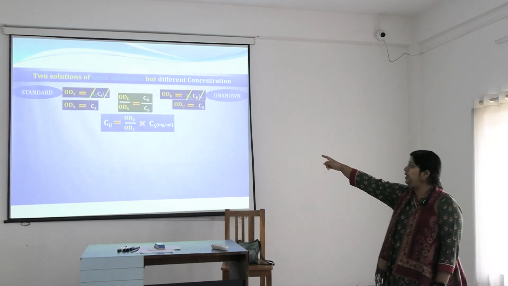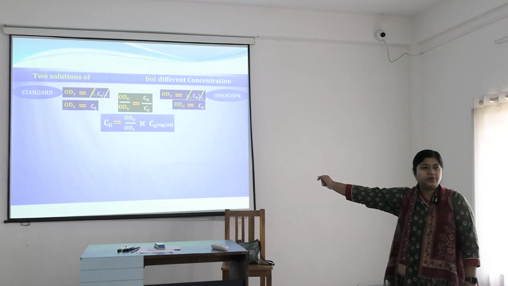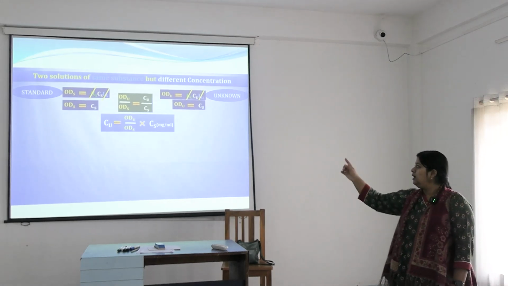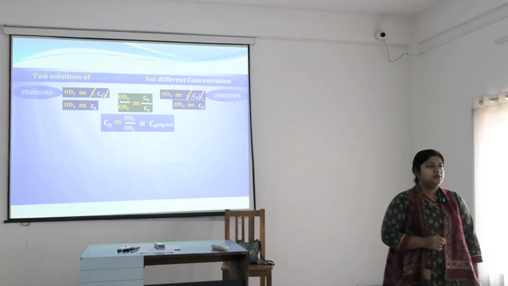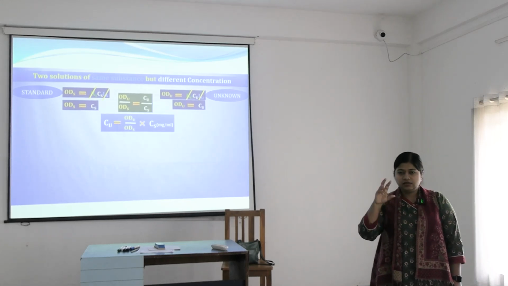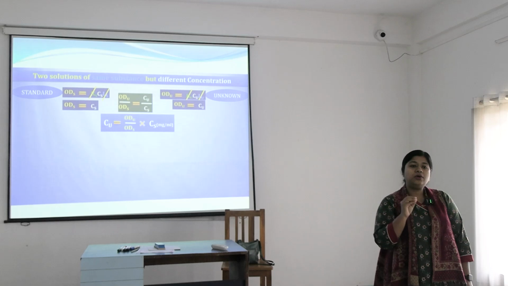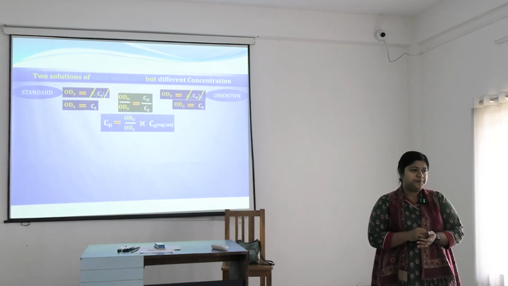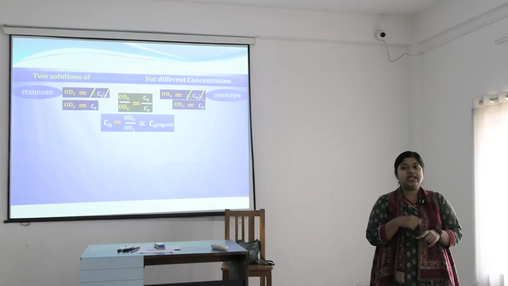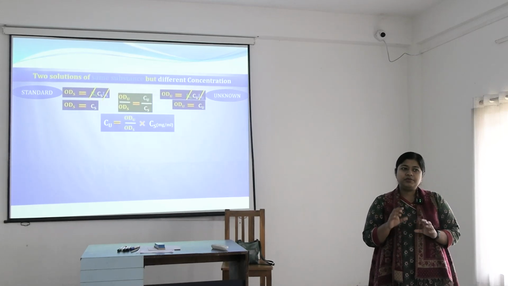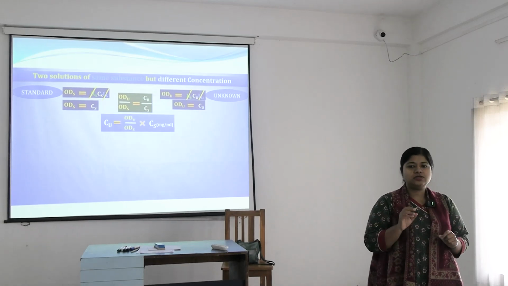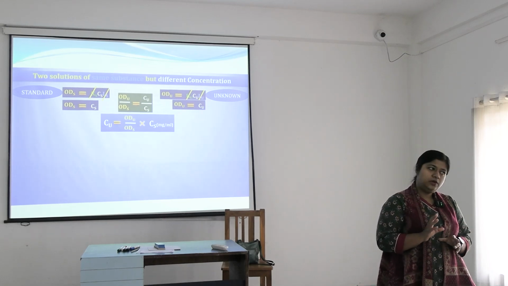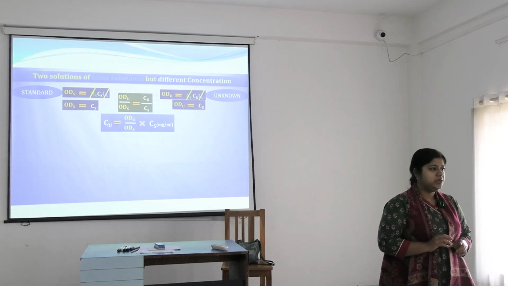Concentration of unknown will be OD unknown by OD standard into concentration of standard. And what is standard? Standard is the sample that we know, a known sample. We know what the concentration is. Standard solution we can make in our lab. Suppose we have prepared a solution of 100 milligram per liter glucose solution, and we have measured the OD.